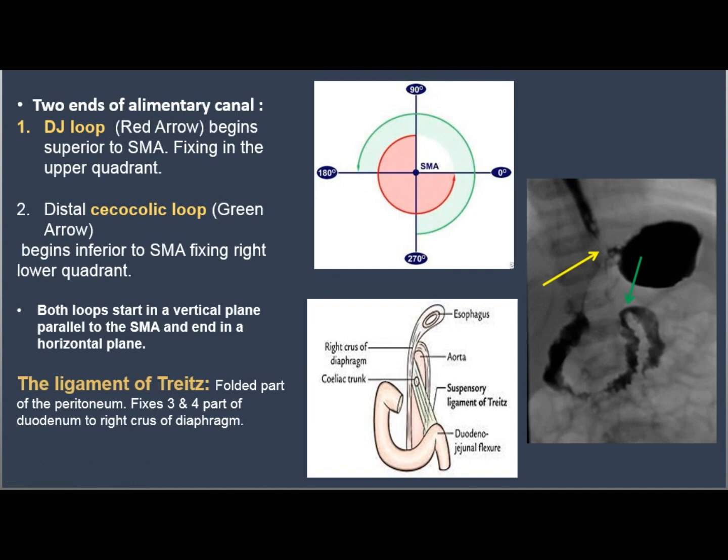in the abdominal cavity. And also we have the ligament of Treitz. The ligament of Treitz is a folded peritoneum. It fixes the 3rd and 4th parts of the duodenum to the right crus of the diaphragm. Here we see that the 3rd and 4th parts will be connected to the right crus of the diaphragm. So any abnormality during this stage of development is called malrotation.